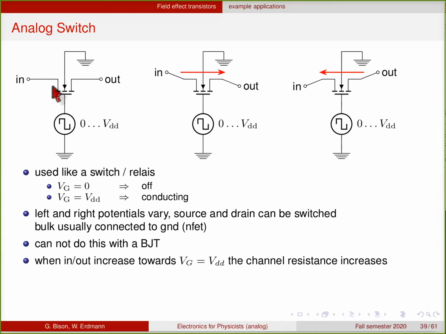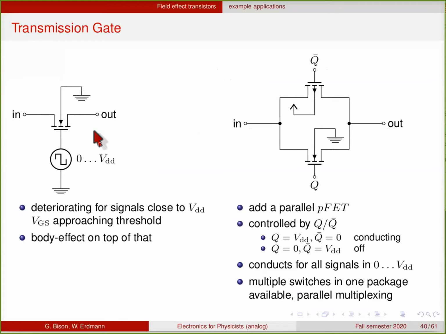Now the problem here is when the input and output potentials are close to zero, this works very well. But when input and output potential go very high, especially when they go close to the supply voltage, then the difference between source drain and the gate becomes less than the threshold voltage, and this switch stops functioning. So this type of switch with an NFET will only work for in-out potentials that are not too far away from zero. So if you need to switch something that is at a higher potential, you need to add a PFET, and this is shown here.